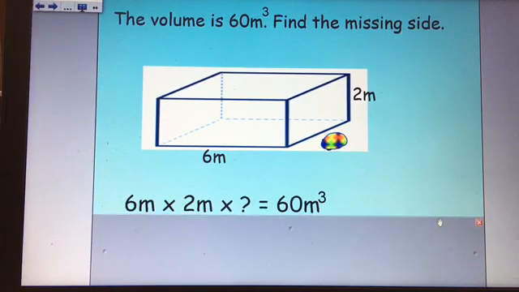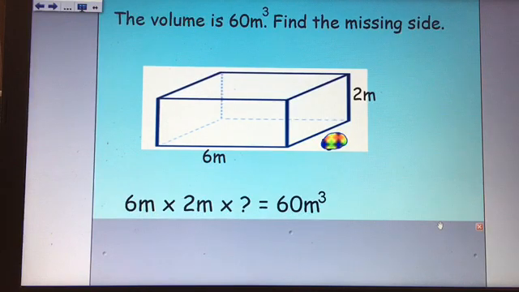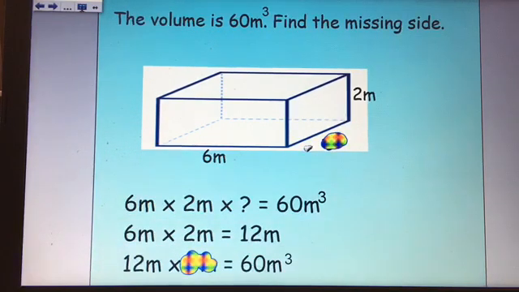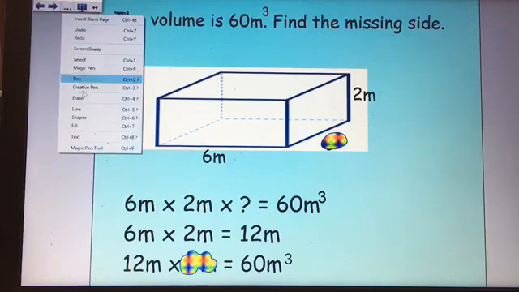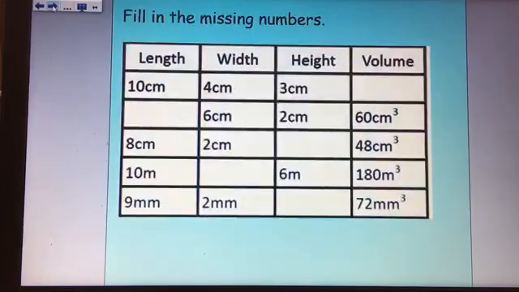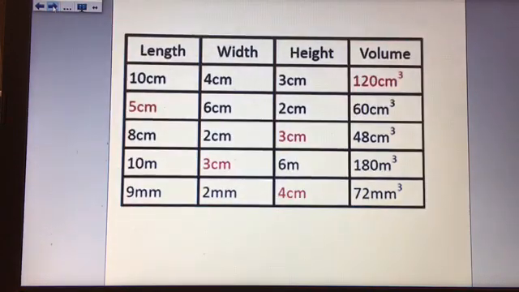So you should have got to this point here: 6 times 2 times what equals 60, or 6 times 2 is 12. And hopefully you worked out that 12 times 5 is 60. So the missing side is 5 meters. Okay, next question. So press pause to crack this on your own. If not, I'm going to go through to the answers. So here is the answers you should have found.